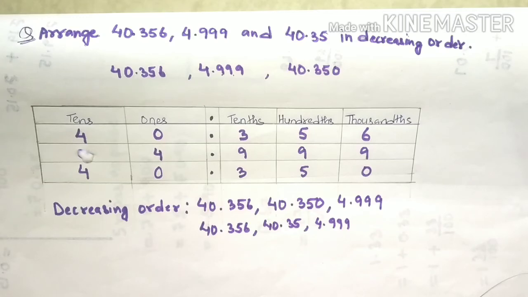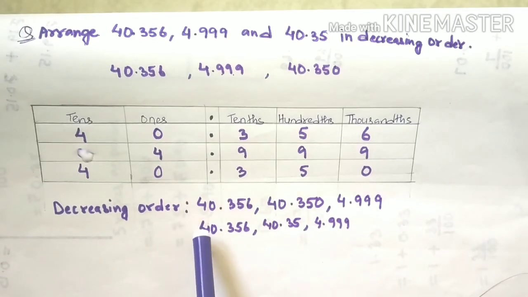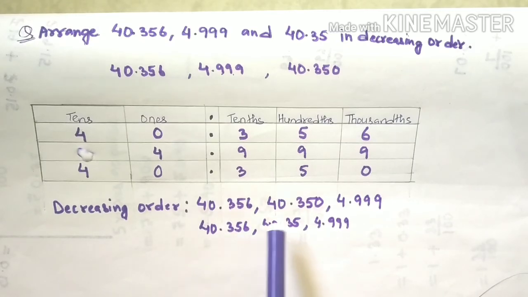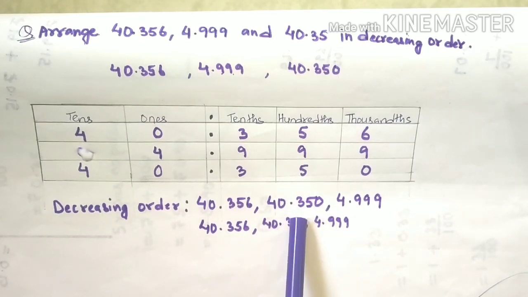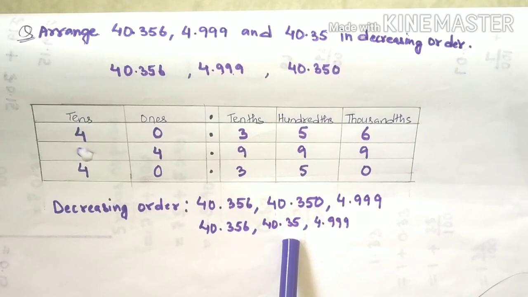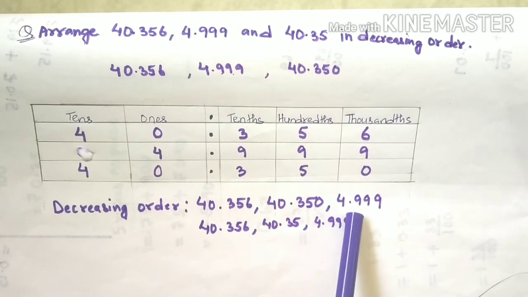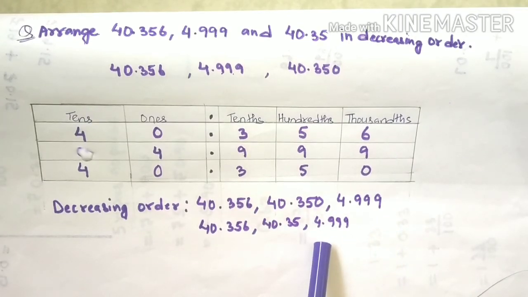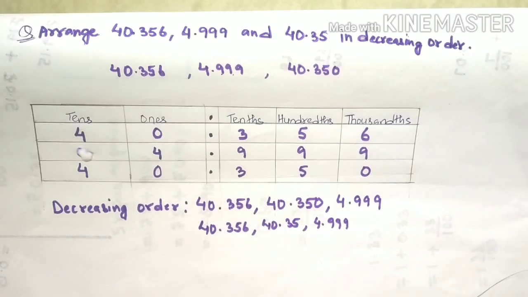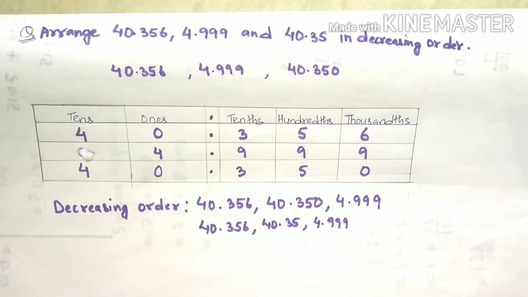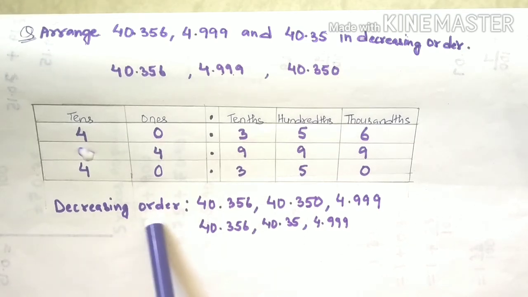Now students, in the next step we can write 40.356 as it is. 40.350 is 40.35, and 4.999 can be written as it is. So students, in this way we arrange decimals in decreasing order.